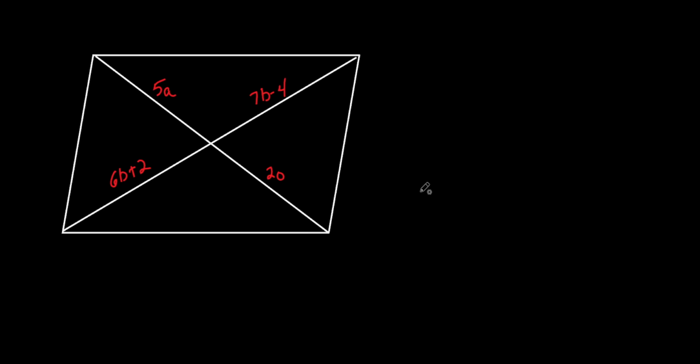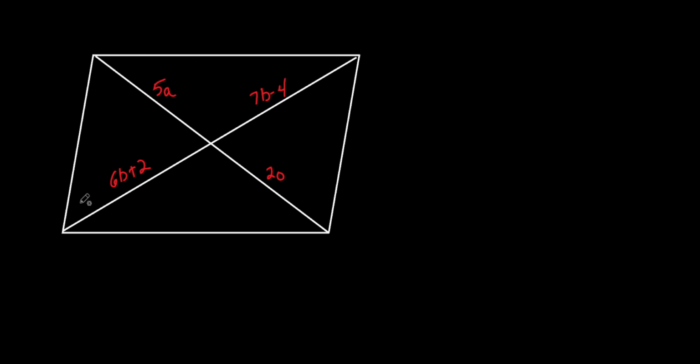But let's do this really quick. The question says, find the value for each variable. So I'm solving for a and b. That's my answer. A equals something, b equals something. I'm solving for a and b. That ensures that this whole quadrilateral is going to be a parallelogram. What does that mean?